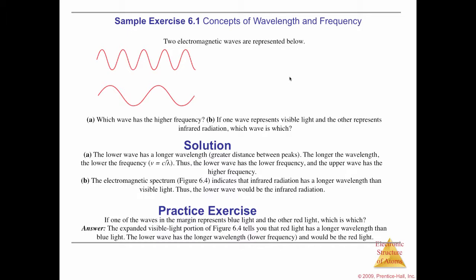For practice, if one of the waves in the margin above represents blue light and the other red light, which is which? Looking at the electromagnetic spectrum, you should notice that blue light has a higher energy than red light. The expanded visible light portion of the electromagnetic spectrum tells you that red light has a longer wavelength than blue light. The lower wave has the longer wavelength, the lower frequency, and it would be the red light. So again, the blue light would have higher energy and the red light would have lower energy.